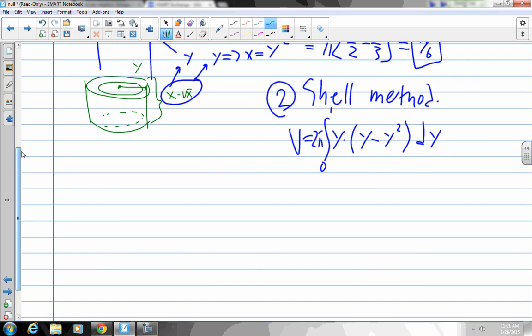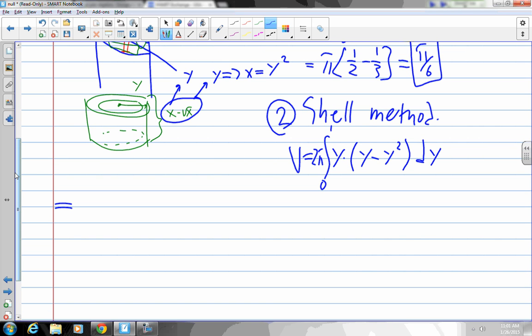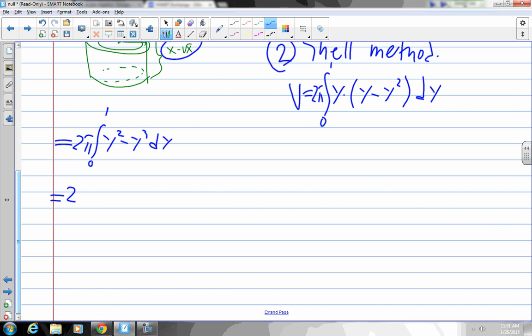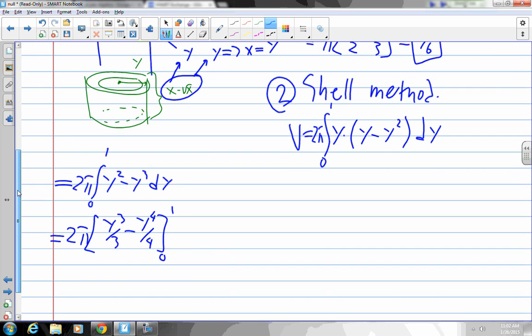So let's see where that's going to take us. Keep in mind, we kind of know the answer already. The answer should come out to be pi over 6. If it's not, then we're doing something wrong. I mean, it hasn't changed the shape. We're just integrating it differently. So then we have 2 pi integral from 0 to 1, y squared minus y cubed dy, right? Integrate: 2 pi times y cubed over 3 minus y to the 4th over 4 from 0 to 1.